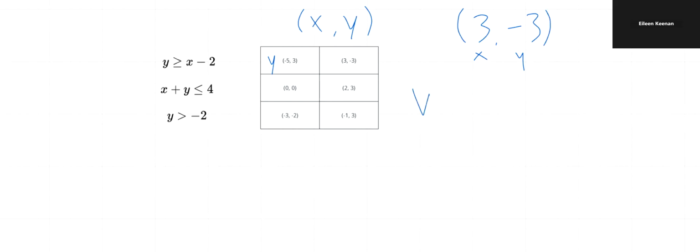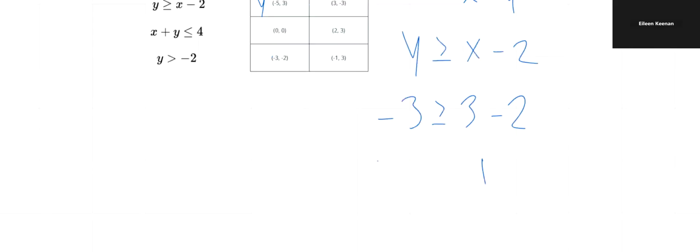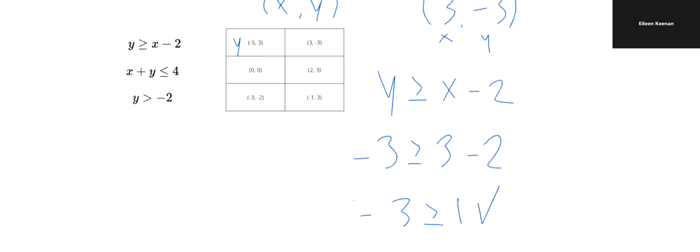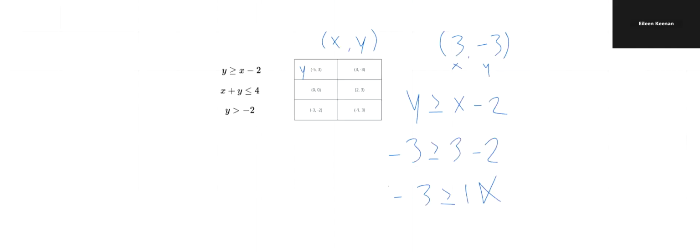So again, I'm just going to plug them in. So y is greater than or equal to x minus 2. -3 is greater than or equal to 3 minus 2. Okay, so 3 minus 2 will give us 1. -3 is greater than or equal to 1. Is that true? Nope. So we know that we can stop right here. We don't have to do anything else. We know that that's not going to be a point on our graph because it doesn't work for our first inequality. This is not a true statement. So it does not work, and it's not a solution.